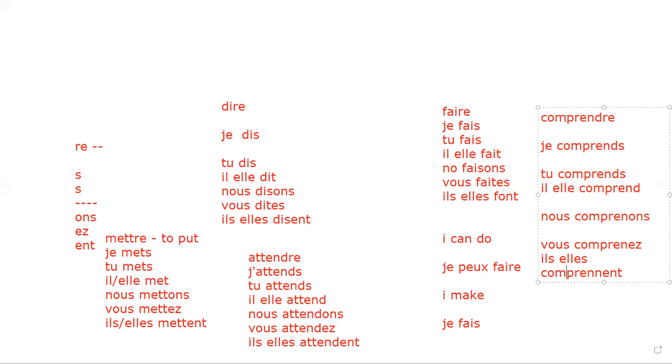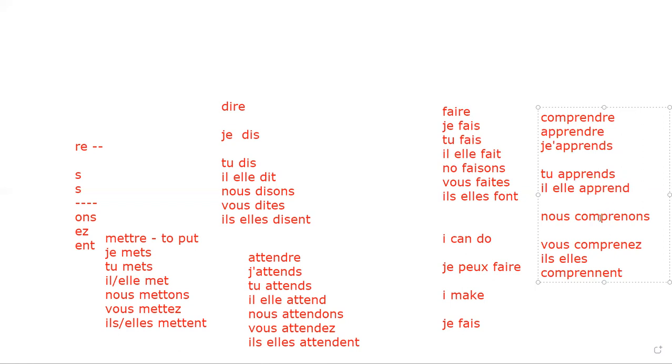Now, if I add AP in front of the verb, apprendre, that is my verb to learn. Clear, team? So I can say j'apprends, I learn. Tu apprends, you learn. It is just that we have to insert AP.